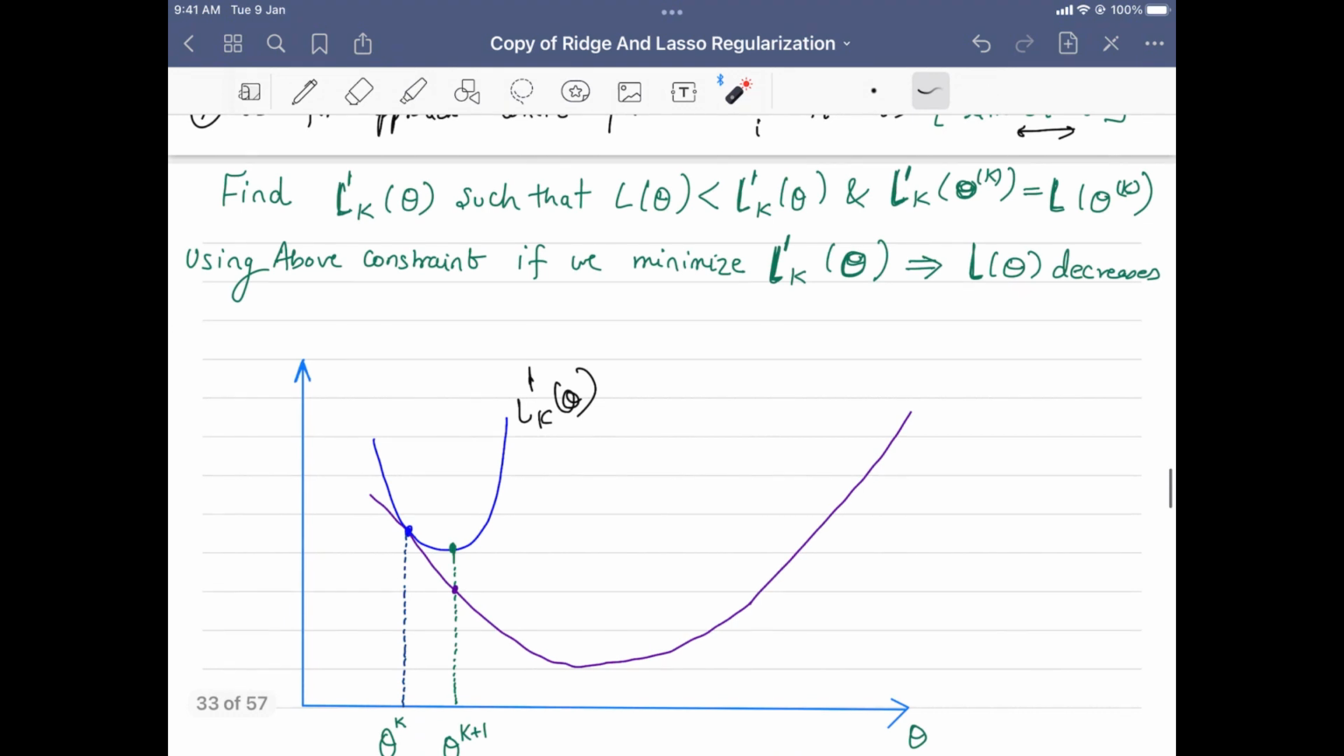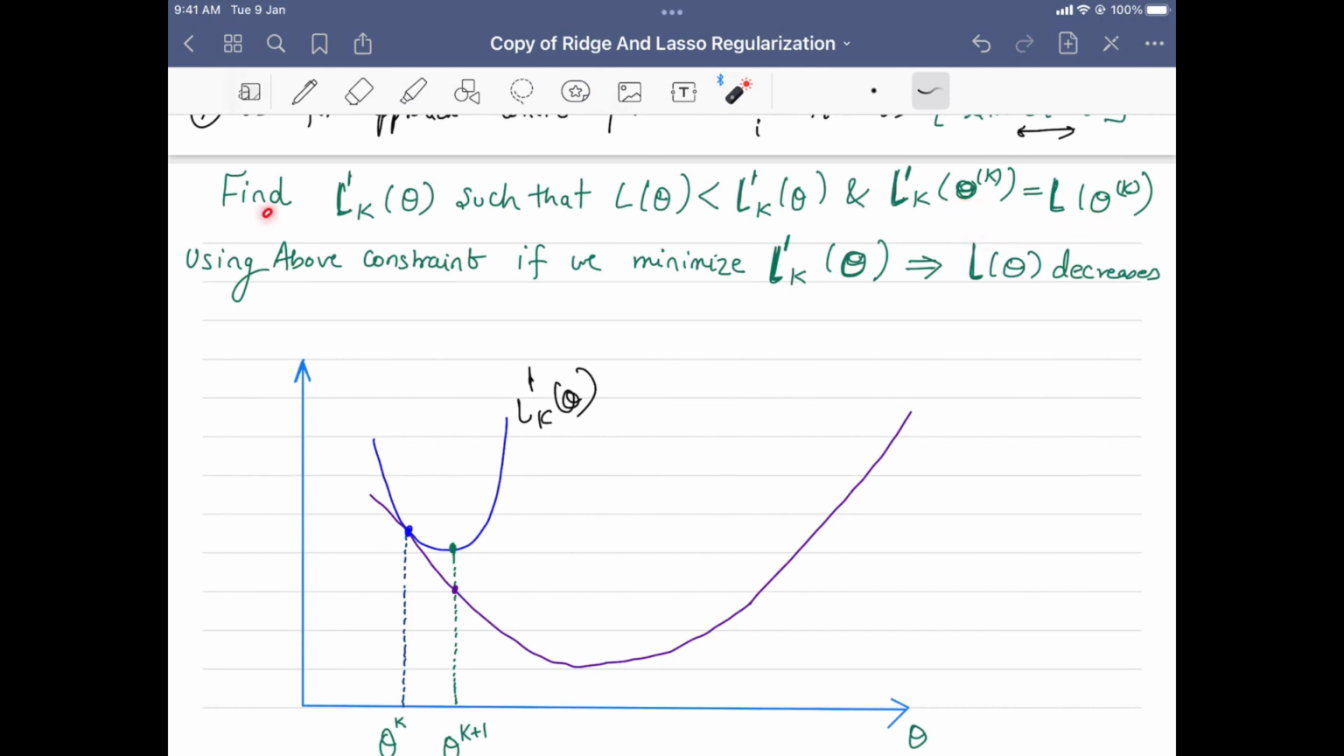So this was the mathematical way of describing the above description which I had discussed. That is, our objective is to find L prime k, where k is the iteration number. Our objective is to find L prime k, such that the new loss function which you will form has to be greater than the original loss function, and it should touch it at the value of theta k that we have also discussed.